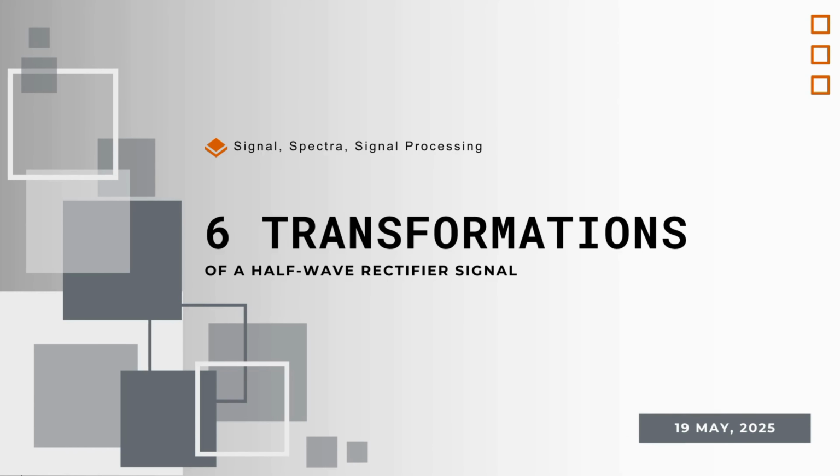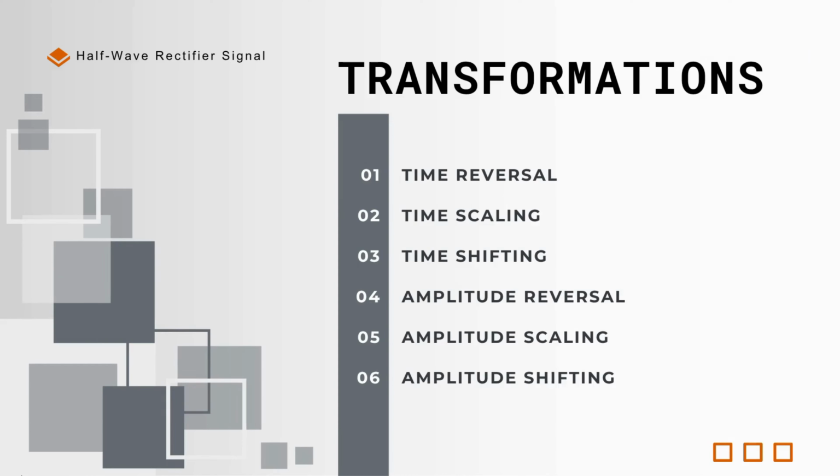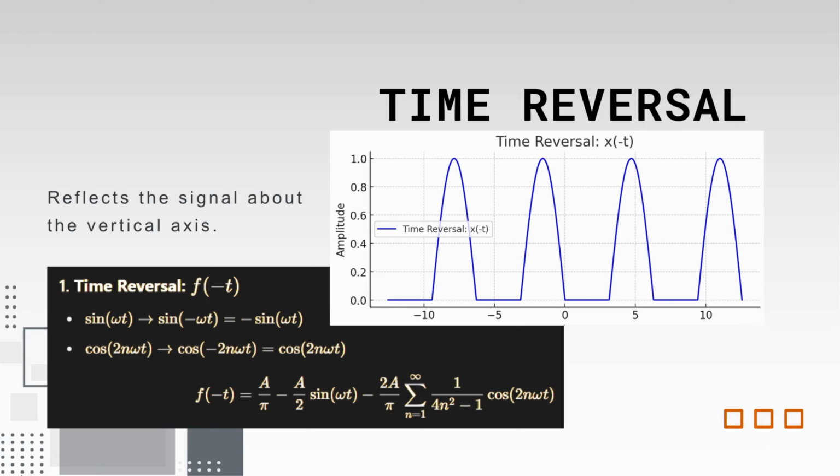Now let's talk about the 6 fundamental transformations you can apply to a signal. These transformations help us understand and manipulate waveforms in signal processing and system analysis. The 6 transformations are time reversal, time scaling, time shifting, amplitude reversal, amplitude scaling, and amplitude shifting. Time reversal, also called horizontal flipping. Here, we reverse the direction of time, which reflects the signal about the vertical axis.